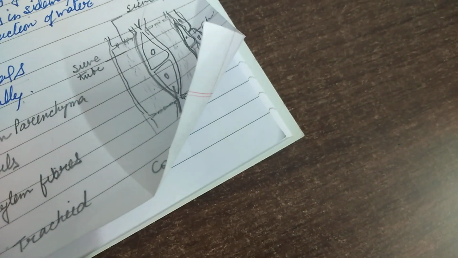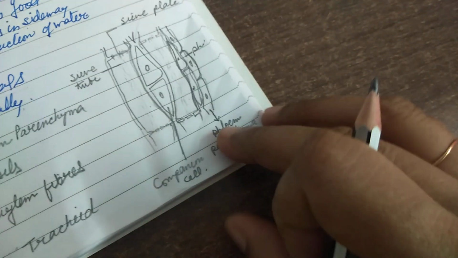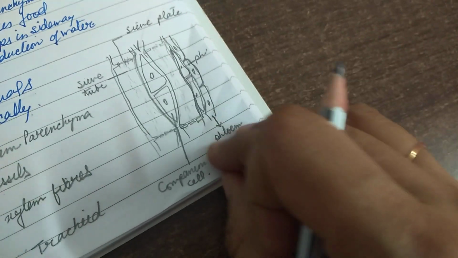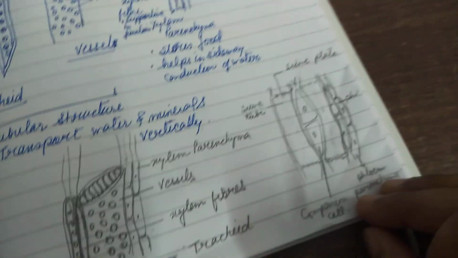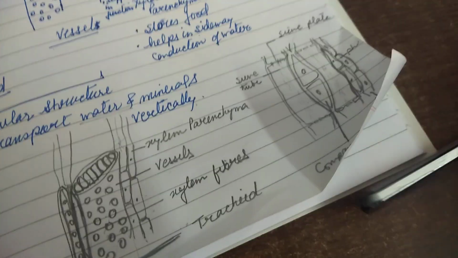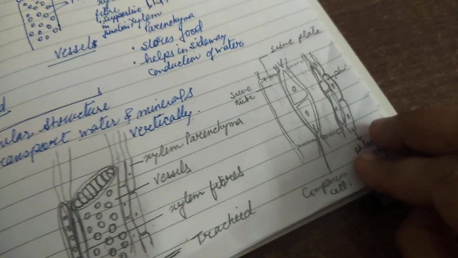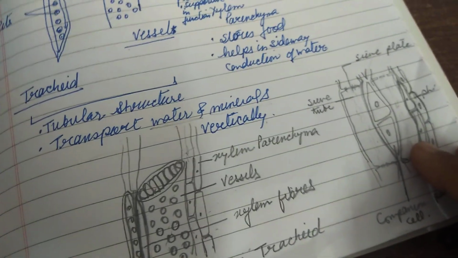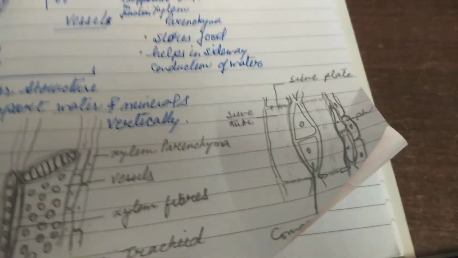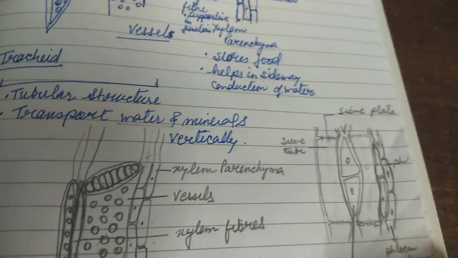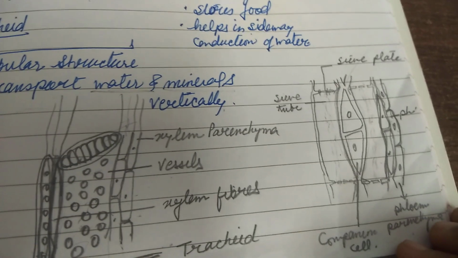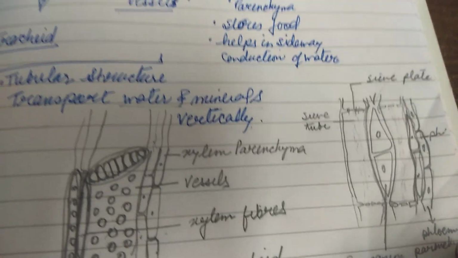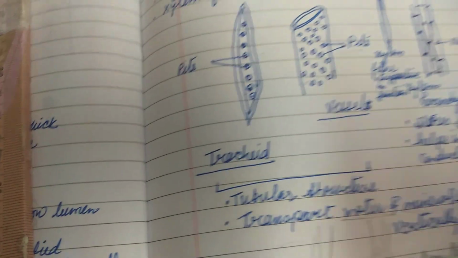So it's a complex permanent tissue. The role of phloem is to transport food. These elements help in the transportation of food. How they do it, and more about this, you will study in your higher classes. So this is about complex permanent tissue.